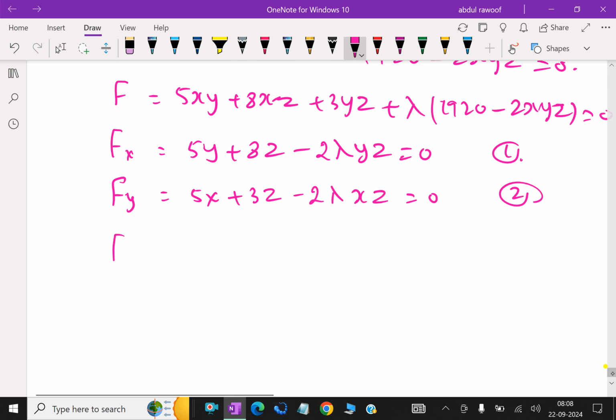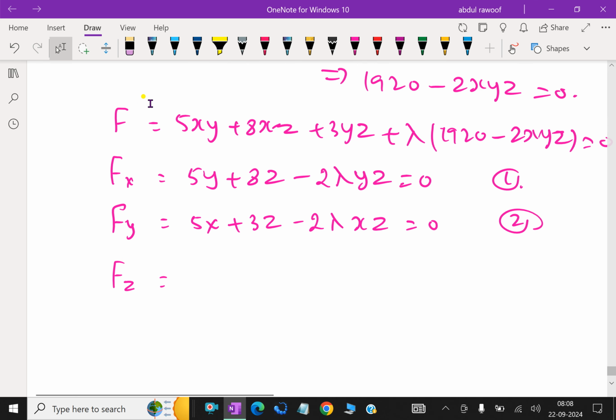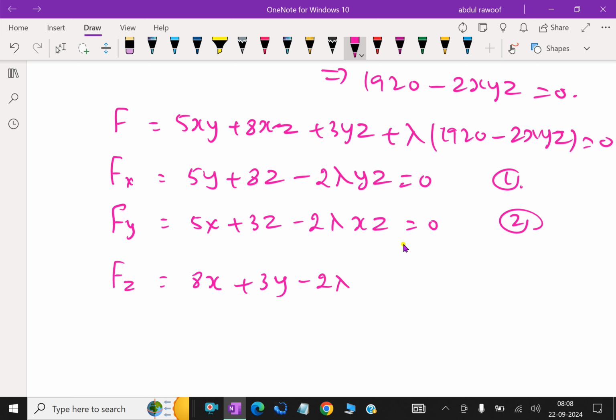Similarly, the partial derivative with respect to z: the 5xy term becomes 0 because there is no z term. Plus 8x, plus 3y, minus 2 lambda times the derivative of xyz with respect to z, which is xy. So minus 2 lambda xy equal to 0, equation 3.